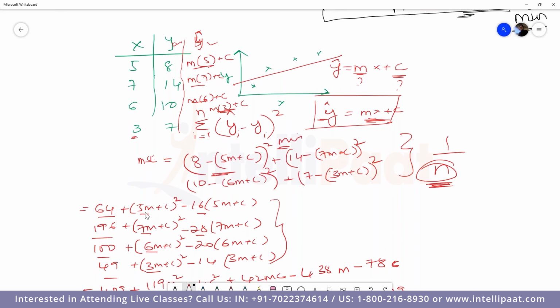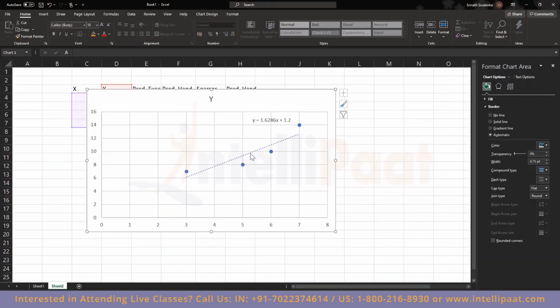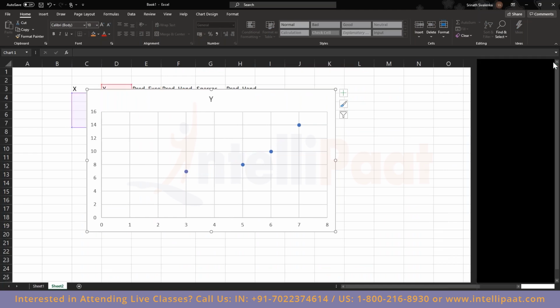Arnab, I see a question. Srinath, what function did you use for getting the equation in Excel? What function did I use? Okay, so what I did was simple. So what you can do is forget about this.